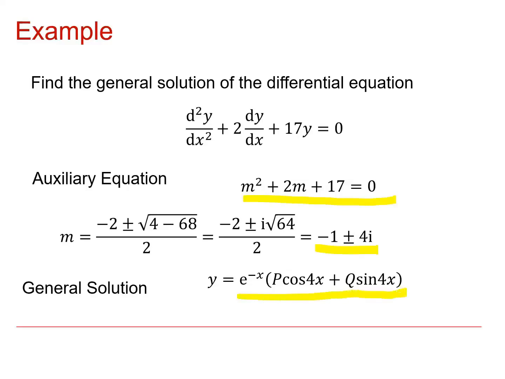Now, in a previous video we looked at this form and decided that it could be written as R sin(4x plus alpha) for some value of R and alpha determined from the values of P and Q. So this is really e to the minus x times that, and we're going to have a look at a plot of this on the next slide.